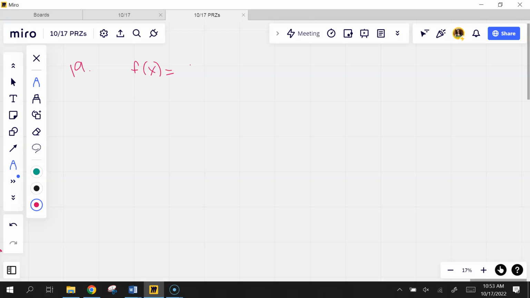All right, so 19. My directions for this are just to find the zeros. I don't have anything given to me to start off with. So I'm going to see if I can factor it to start with, and I can't. This is a quartic. It's going to be kind of hard to factor. So what I want to do is list my PRZs.